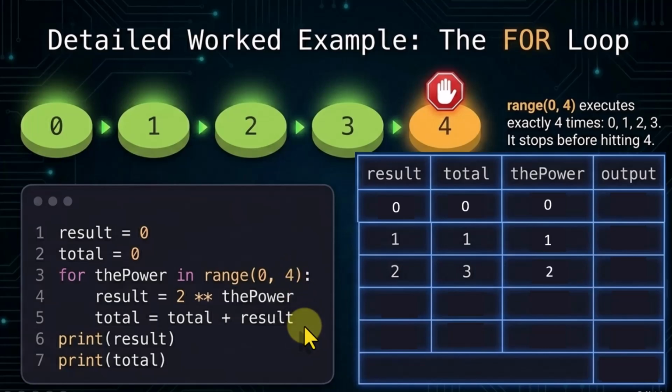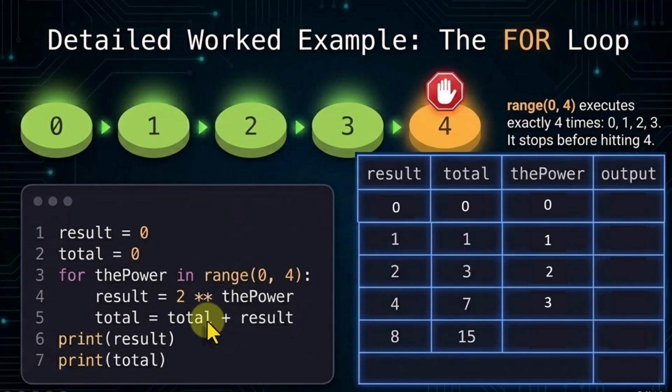Then it goes to 2, which is acceptable, and result is equal to 2 to the power of the power. So 2 to the power of 2 will be 4, and total is equal to total plus result, 4 plus 3 will be 7. Again we go one step further in our loop. The power will become 3, and now result is 2 to the power of 3, which is 8, and 8 plus 7 will be 15.